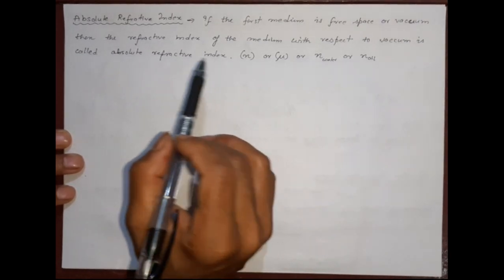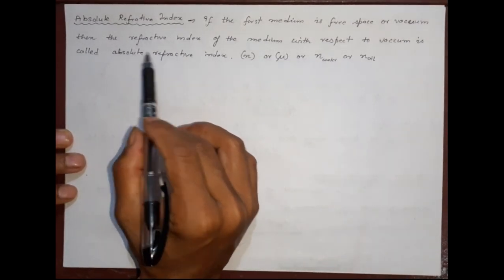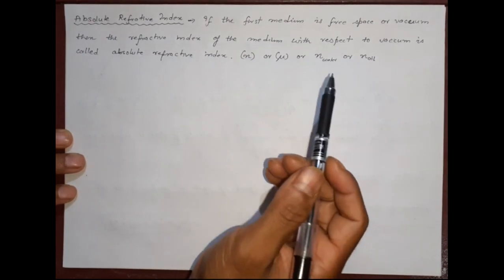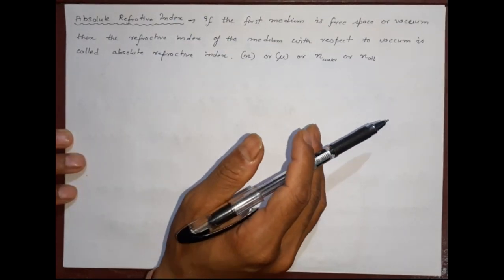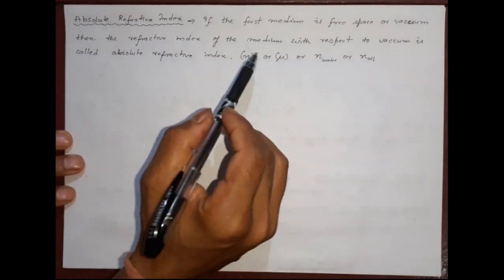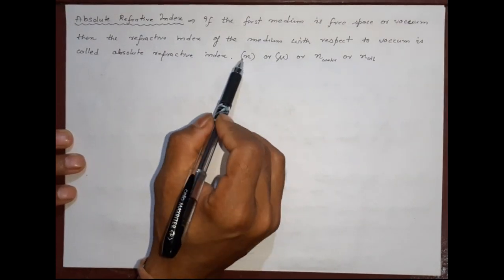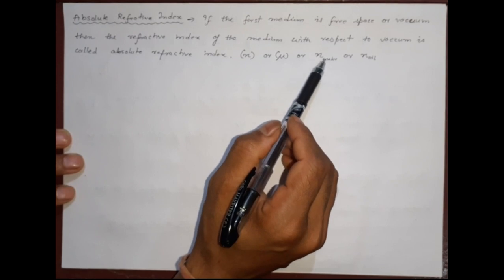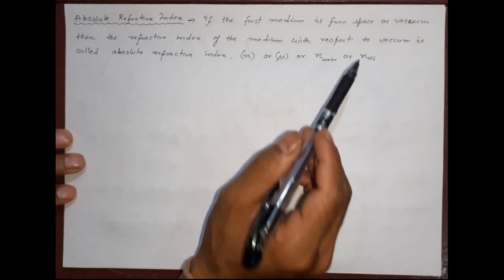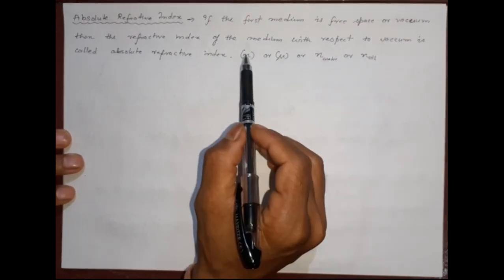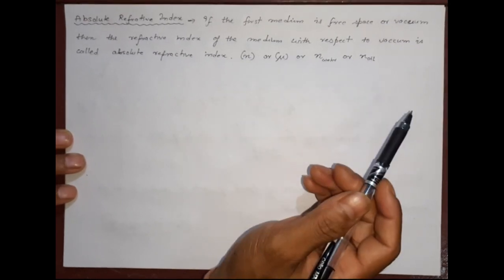In those cases relative refractive index becomes absolute refractive index, because the first one is a standard one, the second one is the more important one. So that is why it is simply represented by mu, sometimes n, and sometimes we will write n water, that means the second medium is water, n oil, the second medium is oil. Don't confuse n and mu, okay, they are the same.